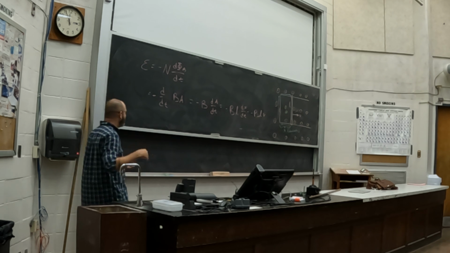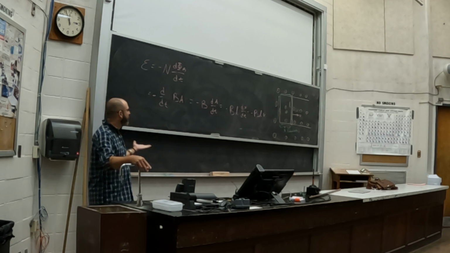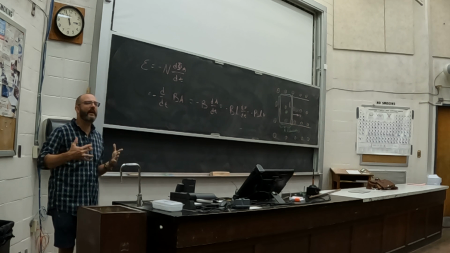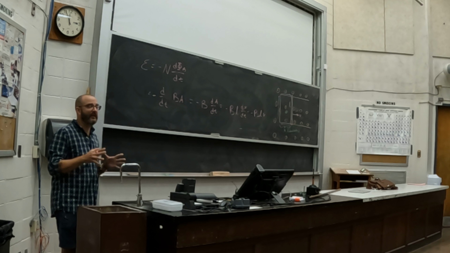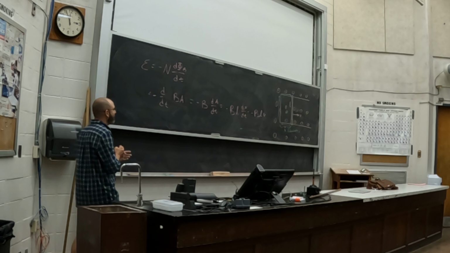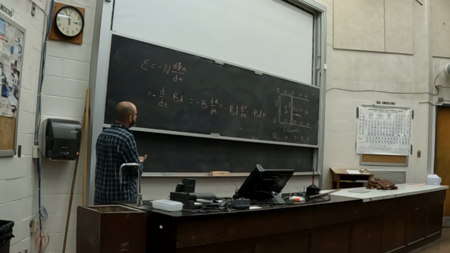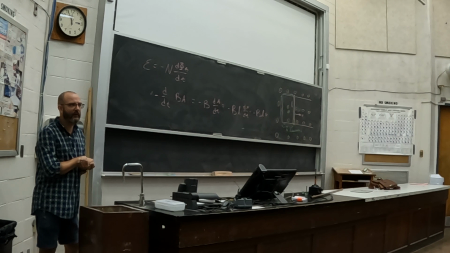If you need to actually use Faraday's law to determine the magnitude of an EMF, you need to express whatever's changing in terms of its variables that are changing in time. You need to express it as a function of time. Any questions about that?